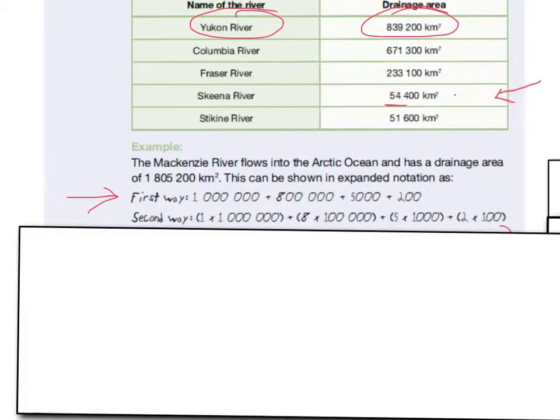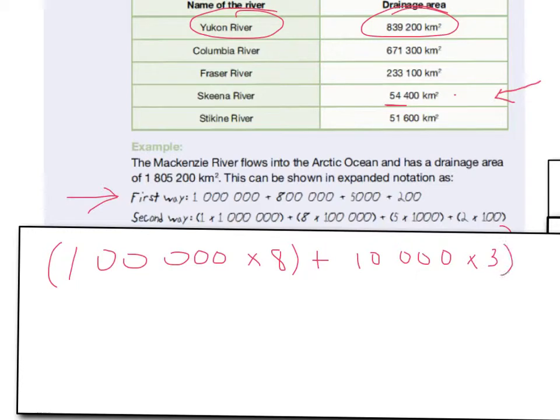That would be 1. Let me see if I can erase that. One sec. All right, there we go. 100,000 times 8, and that's in a group, so we're going to put that around it. I have a plus sign. Next, we're in the 10,000s place, and we're multiplying it by 3 because there's 3 10,000s there.